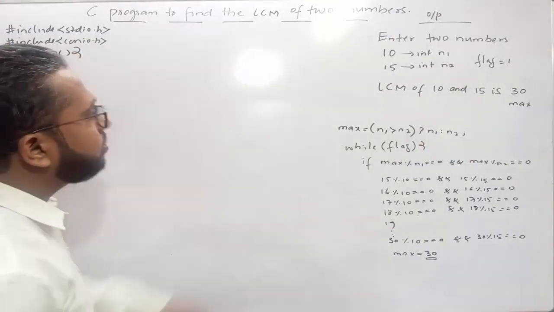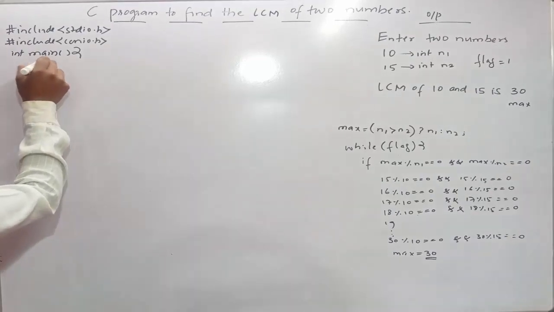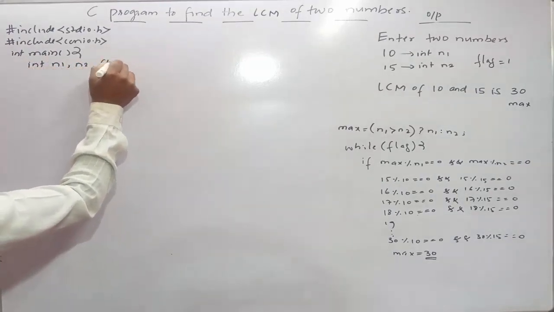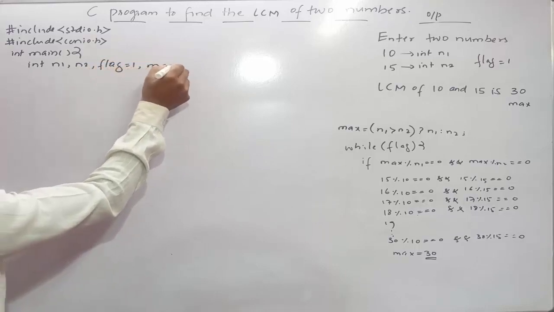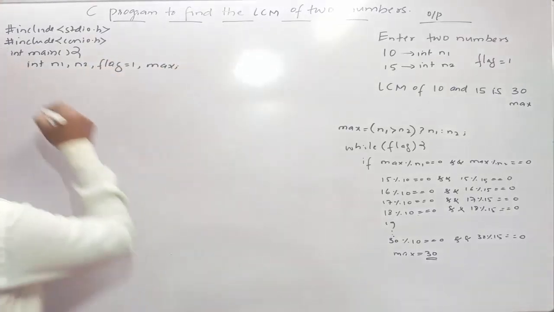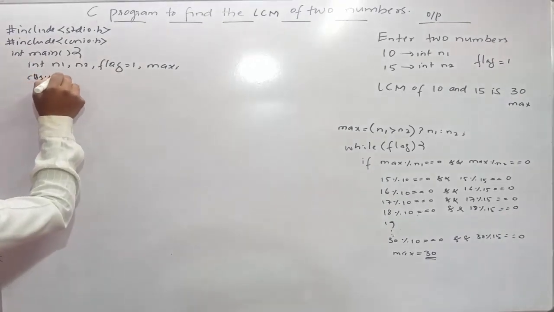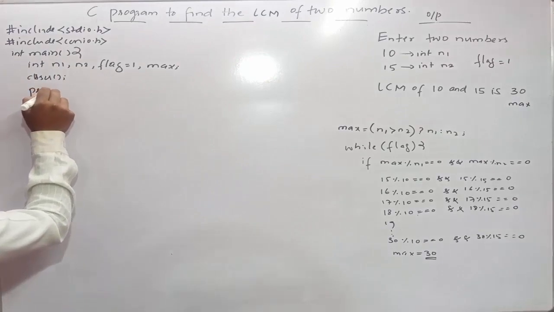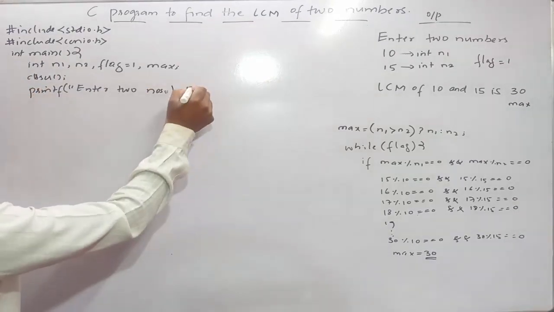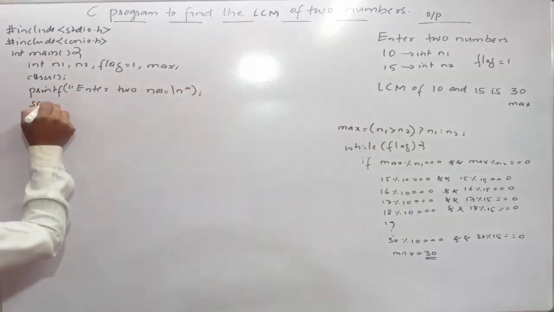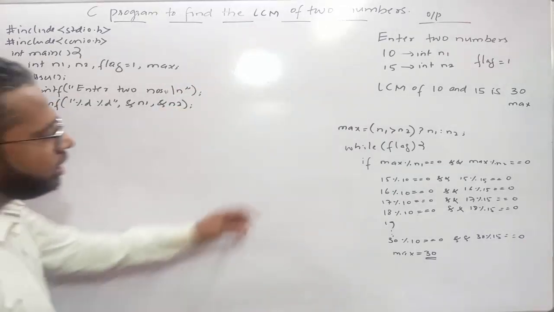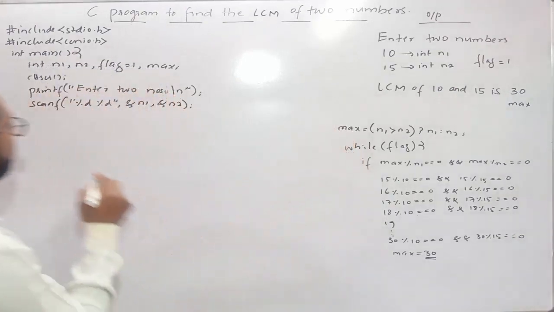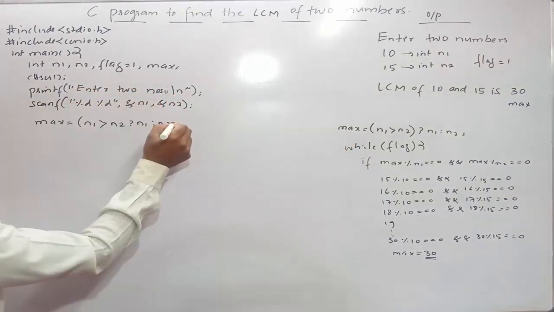Then we need to declare the variables, and the variables are n1, n2, flag equal to 1, and then max. Next is clear screen. Next we need to display the output using printf, semicolon, and scanf n2. Now I need to start the while loop. Yes, before starting the while loop, first I need to find out the maximum value out of those two numbers, n2.